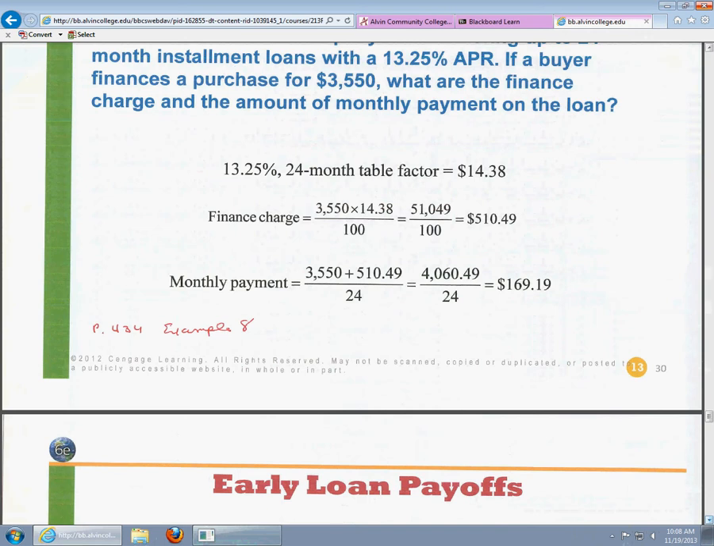And they use the sum of the digits method, or the rule of 78. If you look in your textbook, that's on page 435, where they get 78.